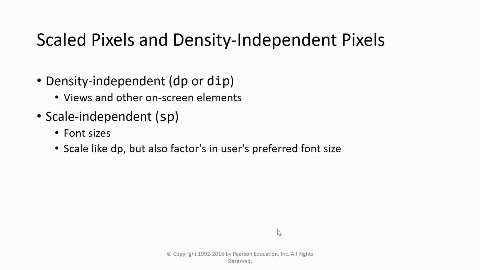Things such as text or images are measured in pixels in Android, and there's two main types of pixels that we're going to talk about. Those are the density independent pixels, and the unit is called DP or DIP, which views and other on-screen elements use, and scale independent pixels, which are for font sizes. They scale like DP but also factor in the user's preferred font size.